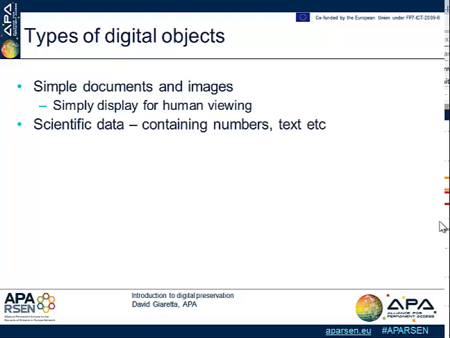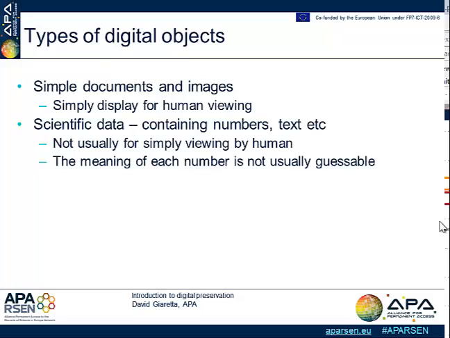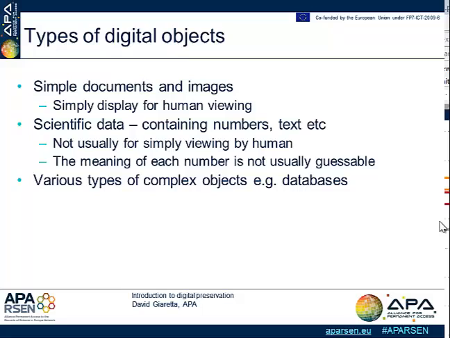But there's another type of digital object. I'll refer to it simply as scientific data. It's encoded in bits, it contains numbers and text, and it's not usually for viewing those numbers by a human. I mean, one can if one wishes, but it's not terribly useful, because you can't just guess at what those numbers mean. Even in the best organized formats, things are never really self-documenting.